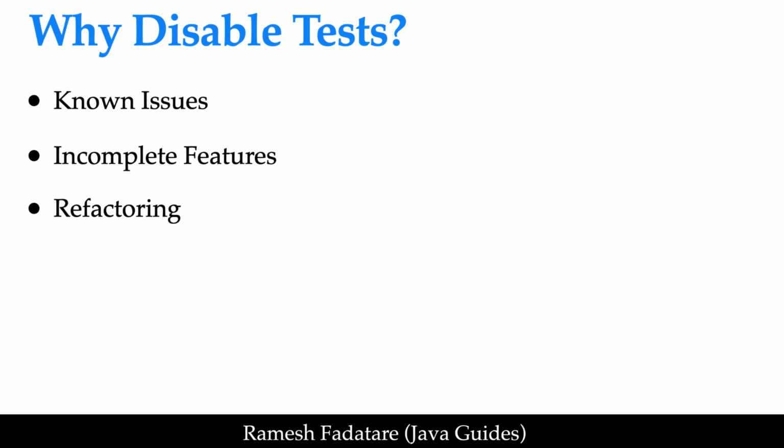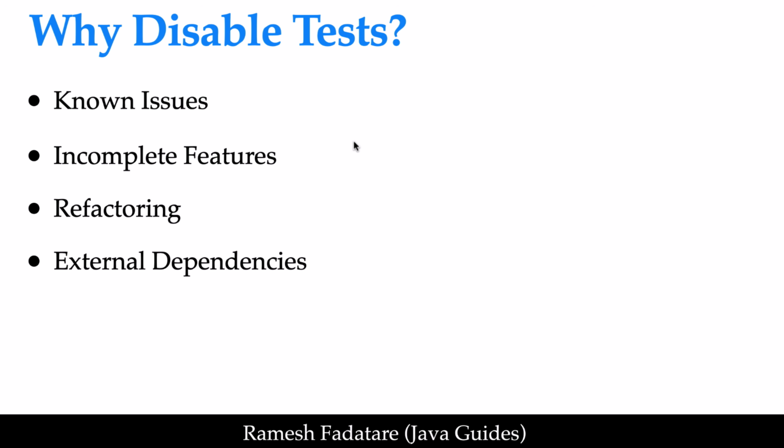Refactoring. When refactoring code, you might temporarily disable tests that are affected by the changes until the refactoring is complete. External dependencies. If a test relies on an external service or a resource that is currently unavailable, you might disable the test until the dependency is back online. Okay, so these are some of the scenarios where you can disable the test cases.